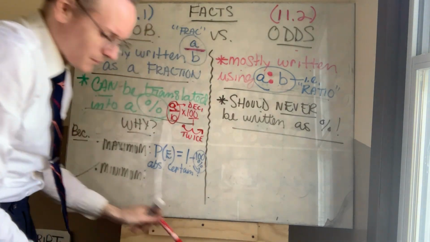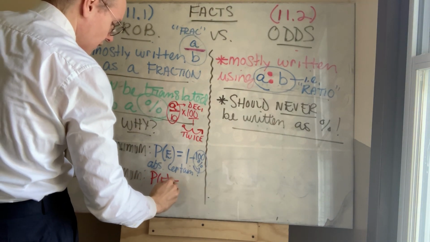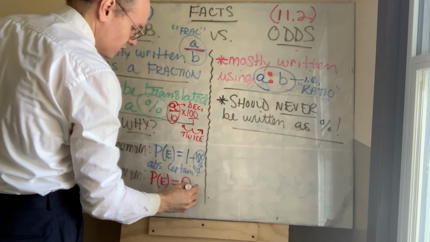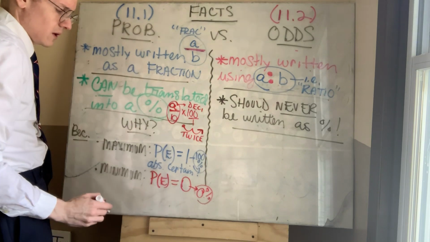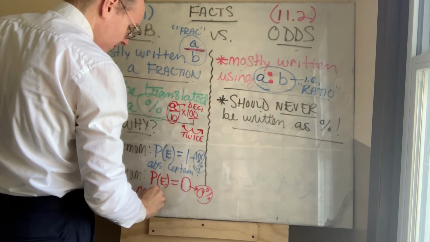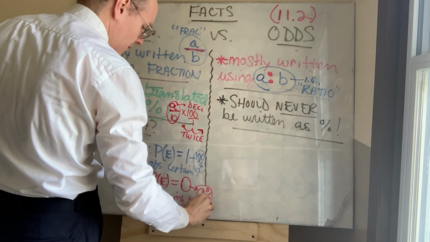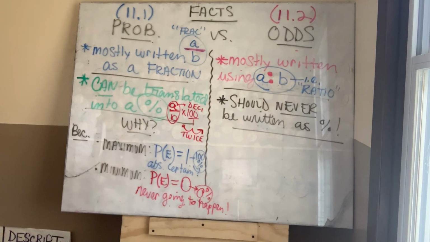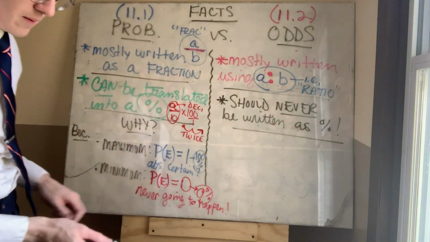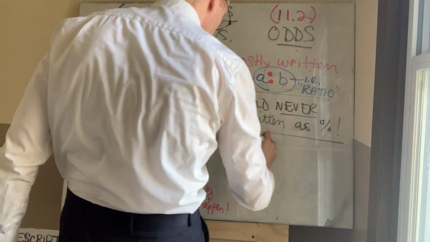The minimum, again just generalizing here, P(E) would be 0, which means, in the style of a percent, 0%. All right, which means never going to happen. Just mathematically impossible. Okay. On the flip side here, you might say, why not?